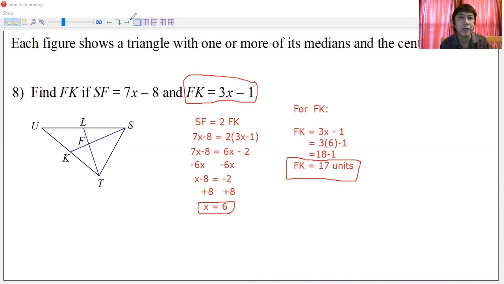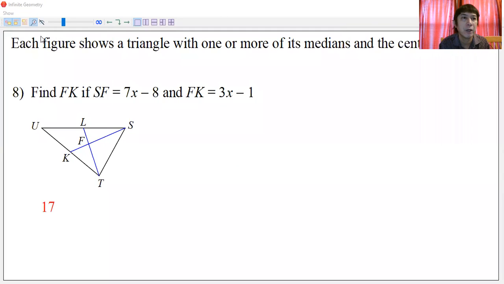So that's it. Our answer is 17. What about the answer of the computer? Yes, okay. It's 17. Over here, below the diagram is the answer from the computer. And we're correct, finding FK. I hope you were able to follow how to do it. Solve for x first, and then use the x value you computed to compute for the requirement.